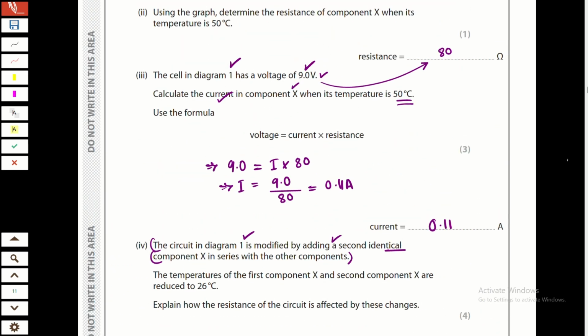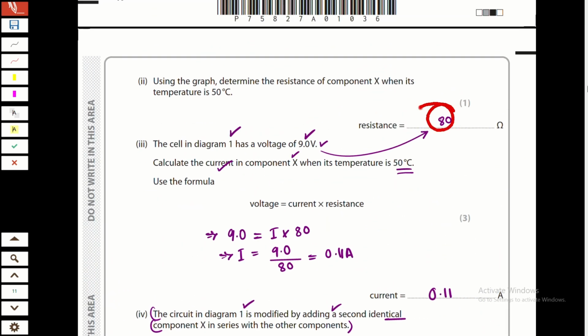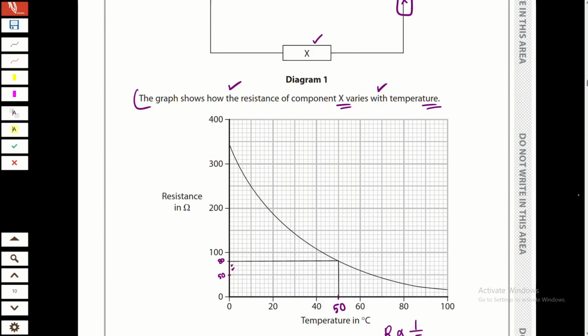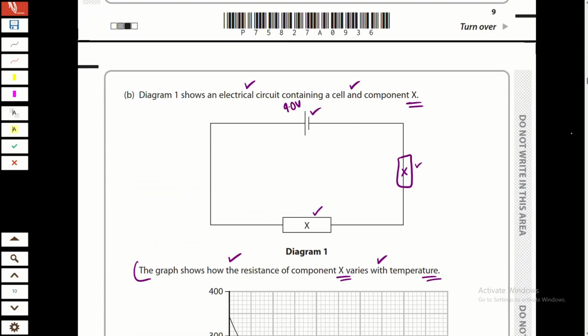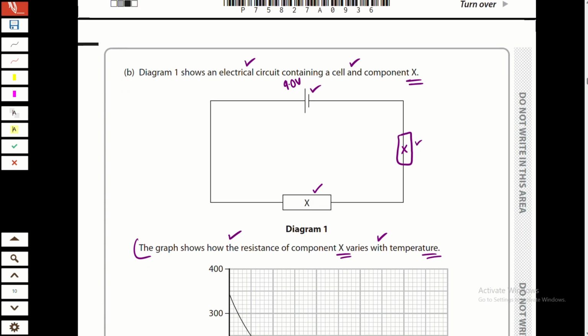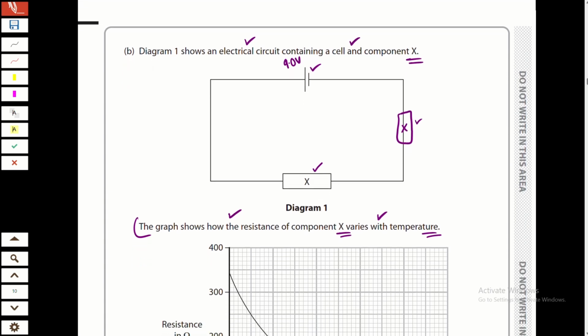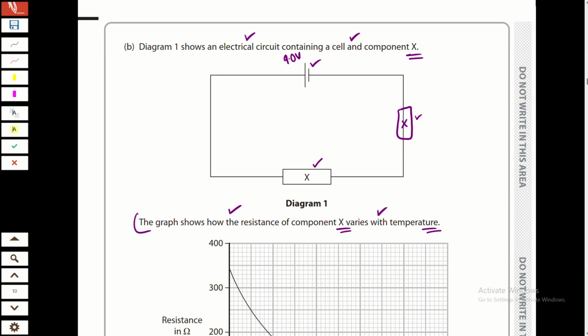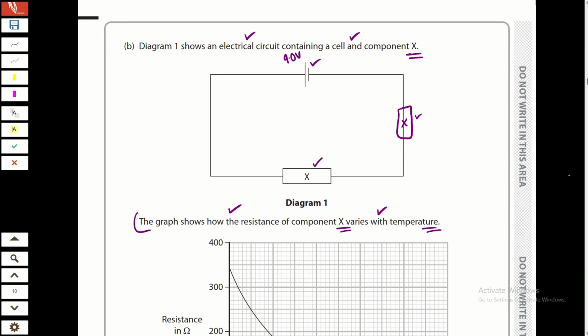Okay, now let's see how the resistance of the circuit will be affected. Previously, the resistance was 80 ohms. So previously there was only one component, but now the circuit is modified to have two components, two identical thermistors. So where the temperature was 50 degrees Celsius, the resistance of this component was 80 ohms, or in other words, the resistance of the circuit was 80 ohms.